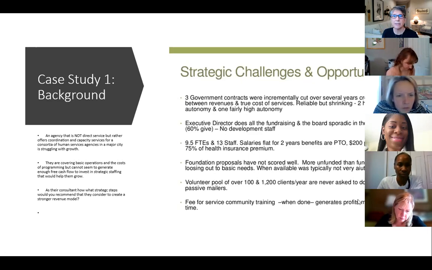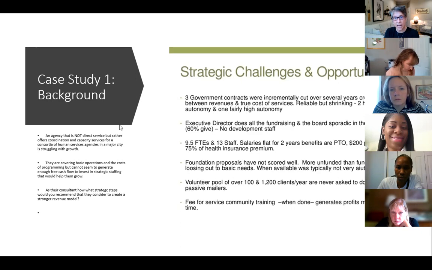All right, so let's see what they got. They have 3 government contracts that were incrementally cut over several years, creating a gap between revenues and true cost of services. It's reliable, but shrinking. Two have low autonomy and 1 fairly high autonomy. So there's some government restrictions there, but 1 has some autonomy.